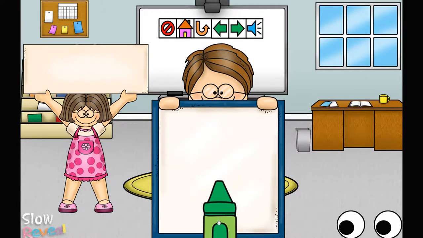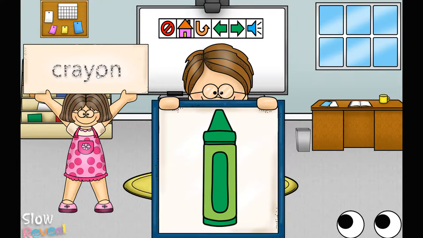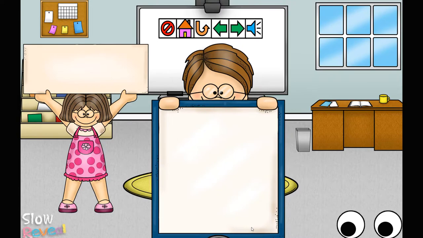The card slowly rises from the bottom of the screen and the students have to guess what it is. And then you click on it and the word appears. You can also make it disappear. Crayon. Just like that.